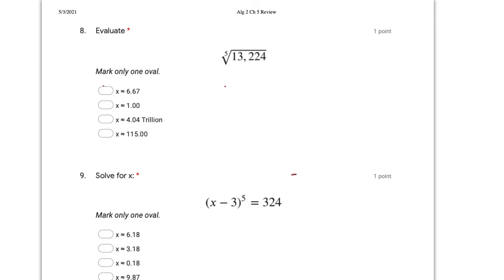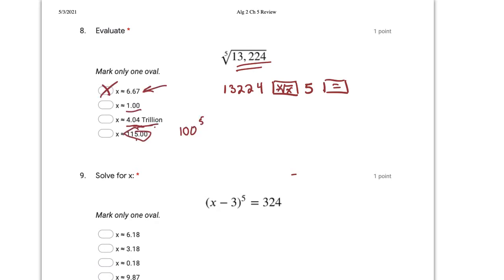It really doesn't make sense that the fifth root would be 1. It certainly can't be bigger than what you're taking the fifth root of. Okay, so maybe it could be this one, but you have to take 100 times itself 5 times, and that's going to be more than 13,000. So you could narrow it down to 6.67 pretty quick.